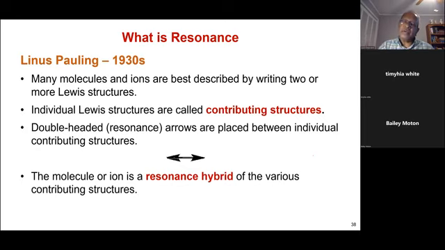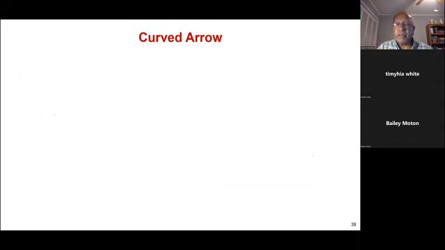A hybrid is like a horse and a mule producing a donkey. A donkey is neither horse nor mule. So it has both, it's a resonance hybrid, so to speak. So the real properties are described by both, a mixture of both.